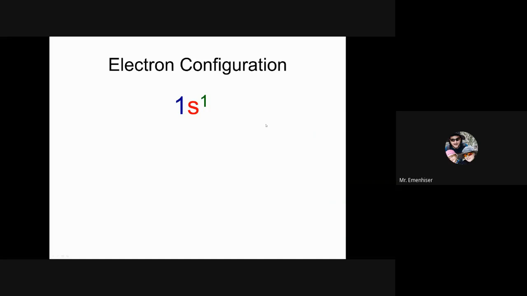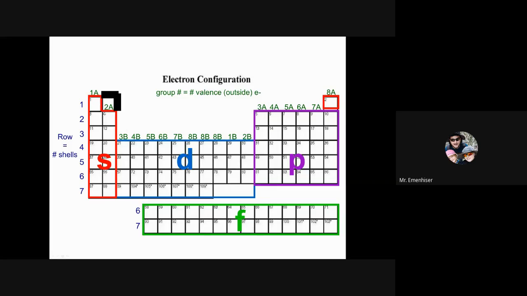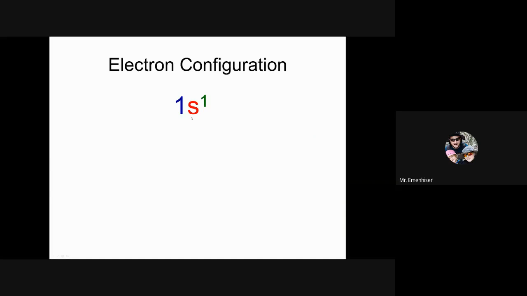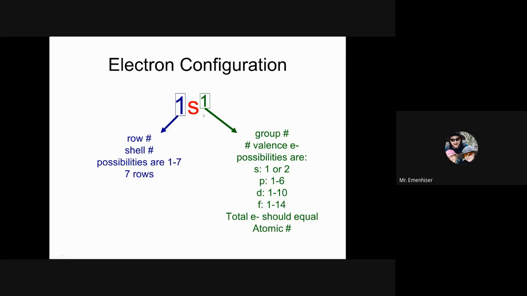Okay, let's look at the electron configuration, because I keep showing you guys this, and I want you to understand what we are talking about. So what does the 1 stand for? The very first number in the first part of the electron configuration is the row number. It is the shell number. The possibilities are 1 through 7 because there are 7 rows on the periodic table. So if you're looking at the periodic table, first, that's 1, that's 2, that's 3, that's 4, all the way down to 7. And then these 2 are 6 and 7, the last 2. So that's what that means. That's the shell number, the principal energy level. And then this will be the group number, the number of valence electrons.